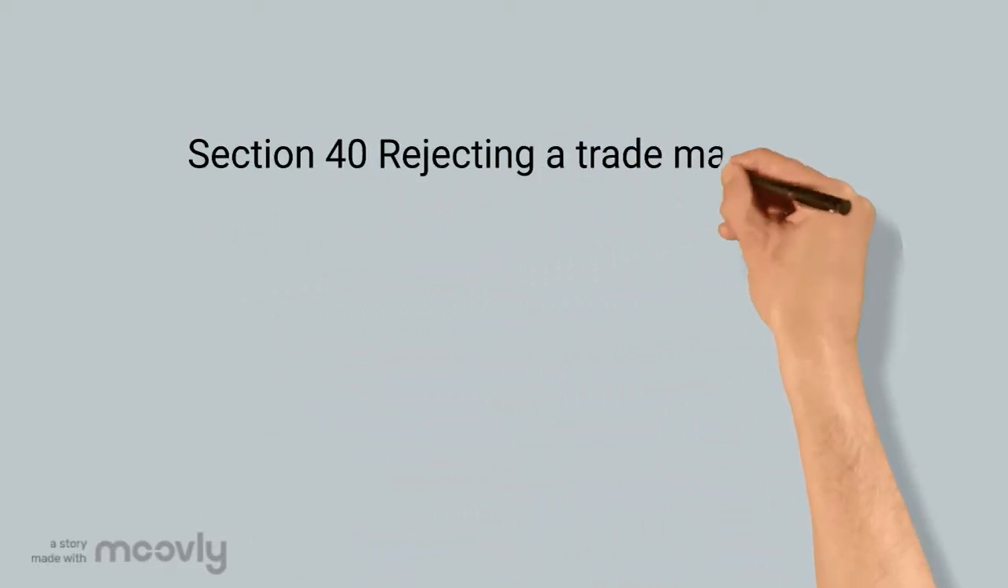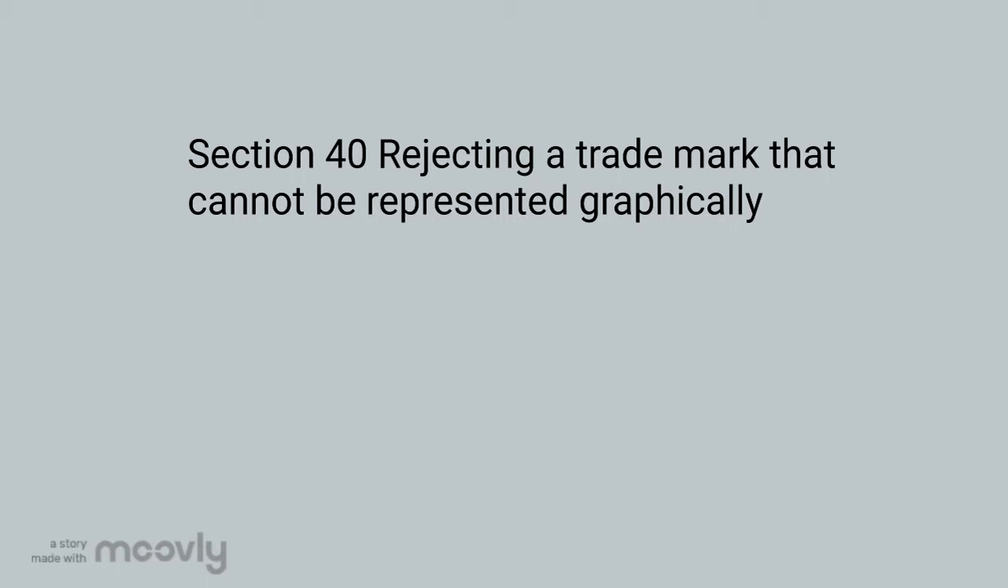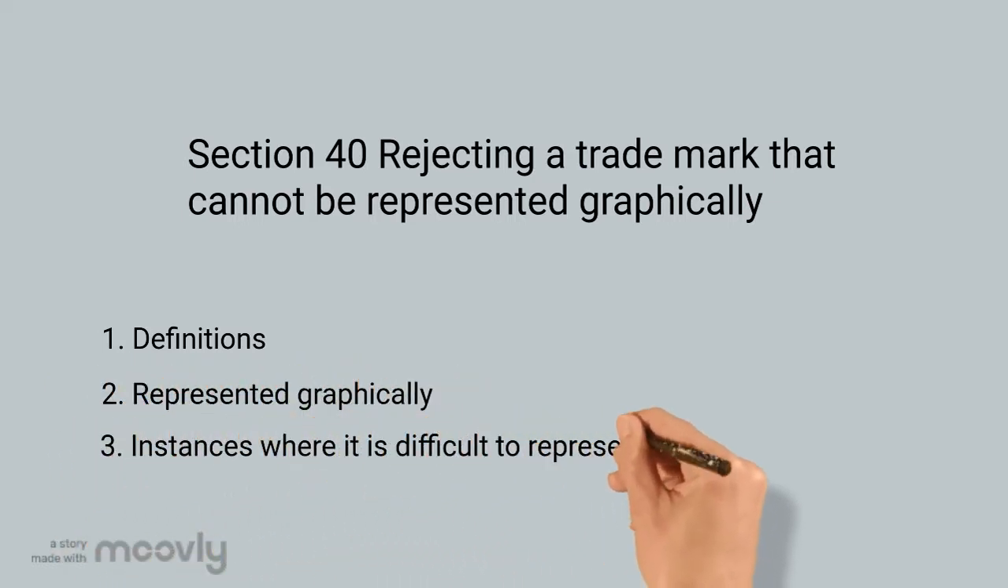In this video, we will be exploring Section 40 of the Trademarks Act, which provides for the rejection of a trademark on the basis that it cannot be represented graphically. To do this, we will look at the definitions of trademark and sign, look at what represented graphically means, and identify instances where it may be difficult to represent a sign graphically.